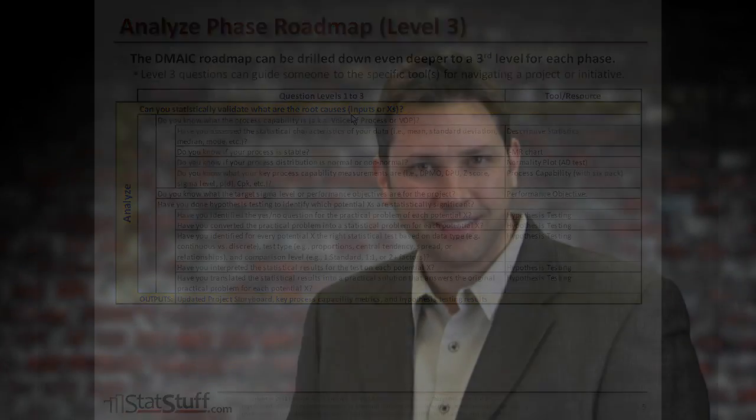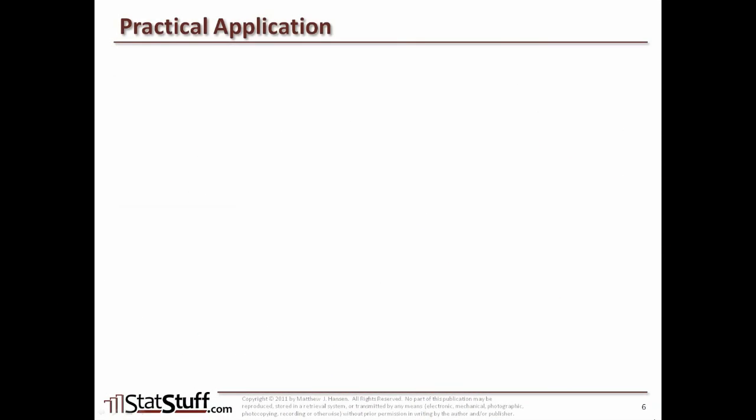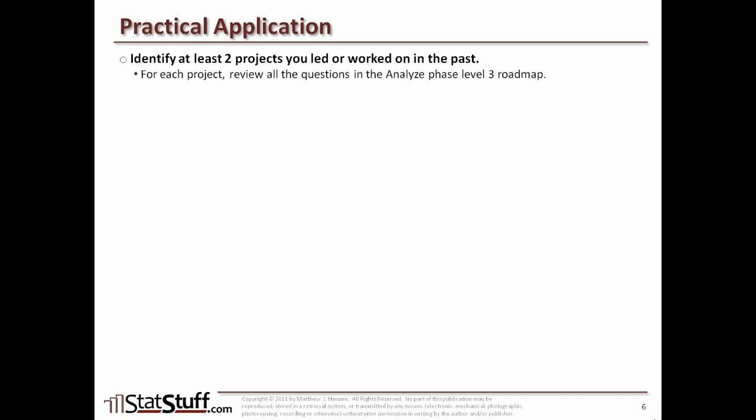Alright, before we close this lesson, let's discuss how we can apply some of these concepts in a practical way. What I'd like you to do is try to identify at least 2 projects that you've led or maybe you've worked on in the past within your organization. For each of those projects, try to review all those questions at least through the third layer within the analyze phase that we just went over in that level 3 roadmap. And then for each of those, ask these questions.